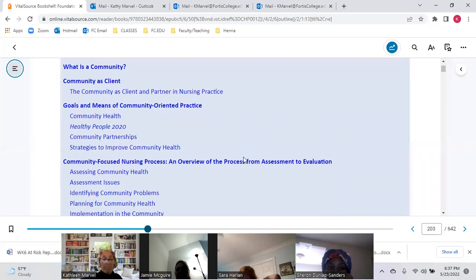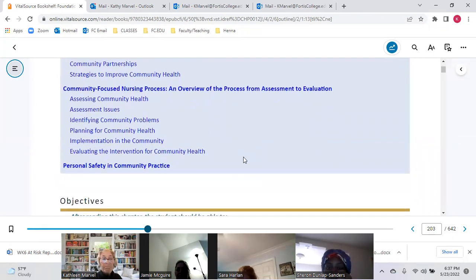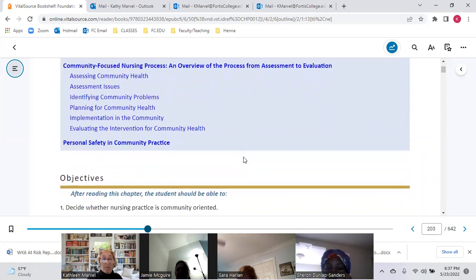So let's figure out how we're going to get, how do you think we do a community assessment? Let's assume that you have just been hired as a brand new community health nurse. You're going to a community that you know nothing about. In fact, it's in a different state. Okay, but you're it. Okay, and you're starting your job tomorrow. Okay, what do you want to know?